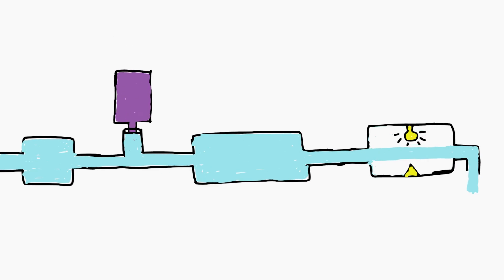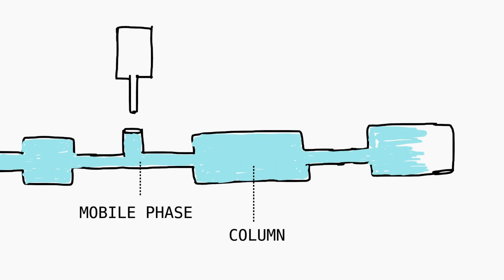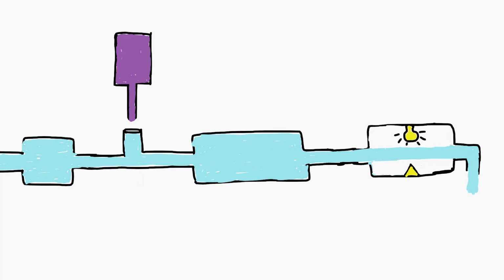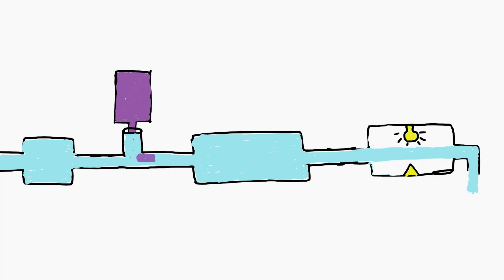Now let's break down how HPLC actually separates the compounds. We've got two key players here. The mobile phase, which is a liquid solvent that flows through the system, and the stationary phase, which is a solid material packed inside the column, usually silica-based material. When the sample enters the column, each compound in it interacts differently with the stationary phase and the mobile phase. Some compounds are more attracted to the stationary phase. They stick around longer and move slowly. Others prefer the mobile phase. Therefore, they flow right through it.